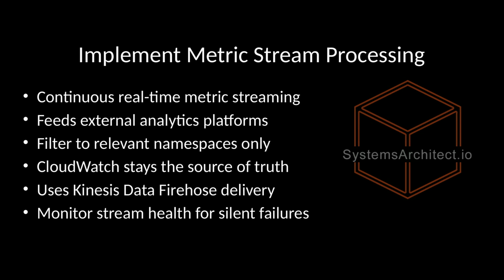11. Implement metric stream processing. CloudWatch metric streams let you continuously stream metric data out to external analytics platforms in near real time without polling the CloudWatch API. This is particularly useful for organizations that have invested in specialized analytics tools, since it lets those tools receive AWS metrics as a live feed. Setting up a stream typically involves configuring a Kinesis Data Firehose delivery stream as the destination. It's worth monitoring the stream's own health since a silently failing stream can leave your external dashboards showing stale data.